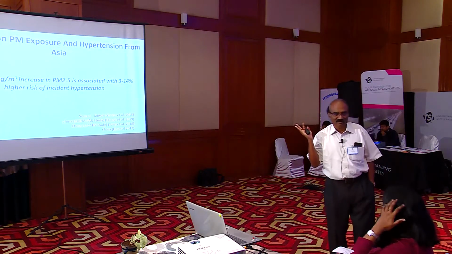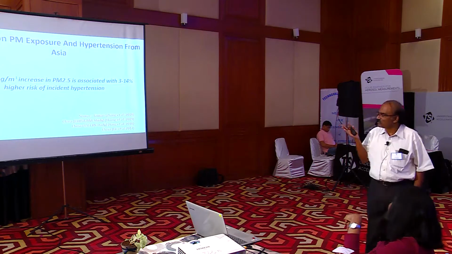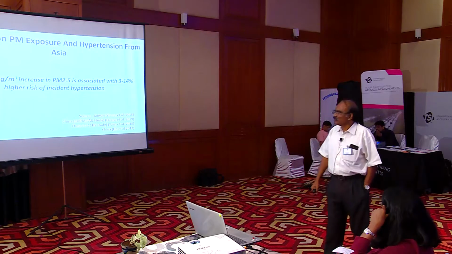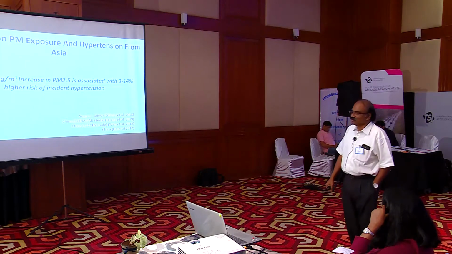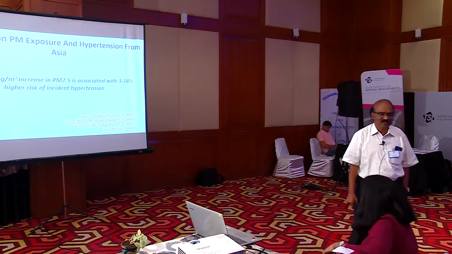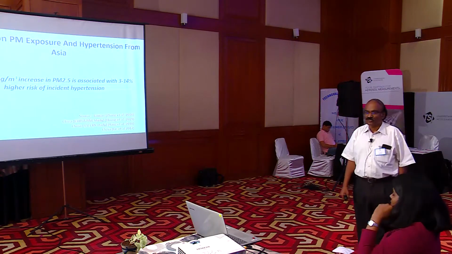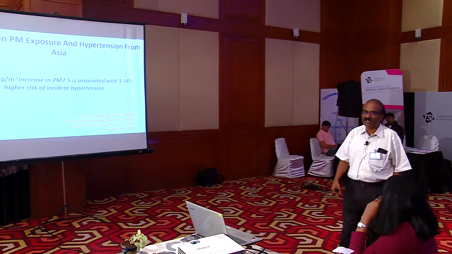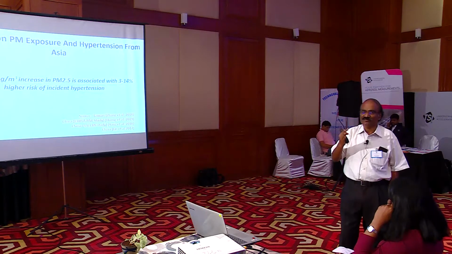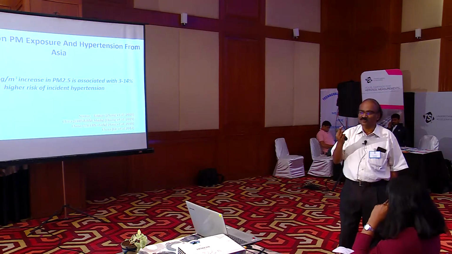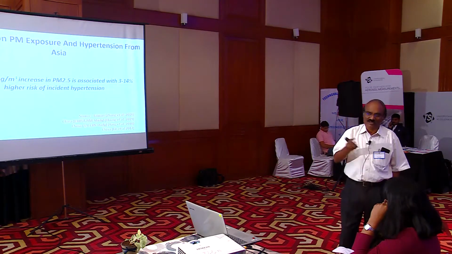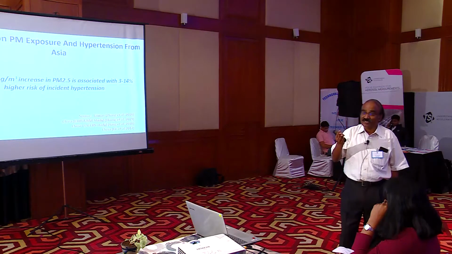Let me show you some examples. These are data that have emerged very recently. A lot of data have come from China, and there are 3 studies, one from Taiwan and 2 from China, which show that for every 10 microgram per cubic meter increase in PM 2.5, the risk of hypertension increases by 3 to 14%. If you take the city of Delhi and say 10 is normal, and Delhi has 90 or 100, that means the blood pressure of the residents of Delhi should be at least 10 millimeters higher, or up to 30 using the higher value. And that's actually been shown.